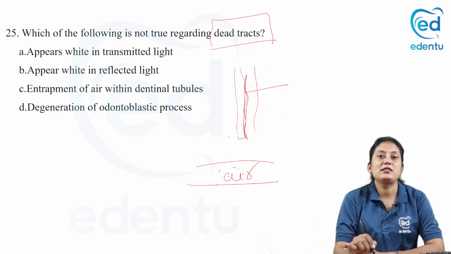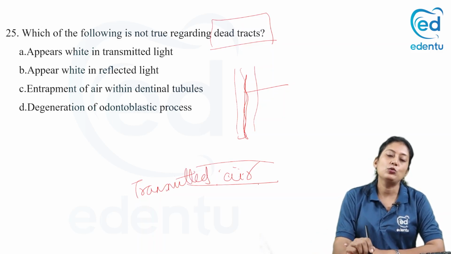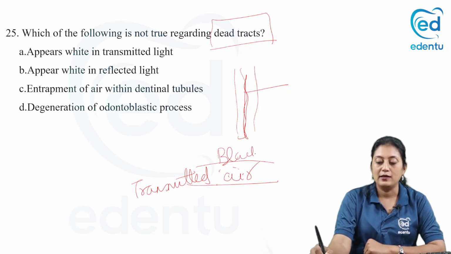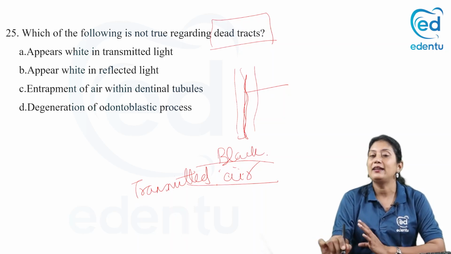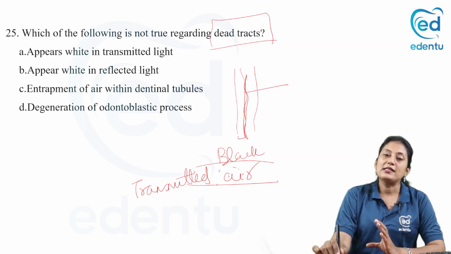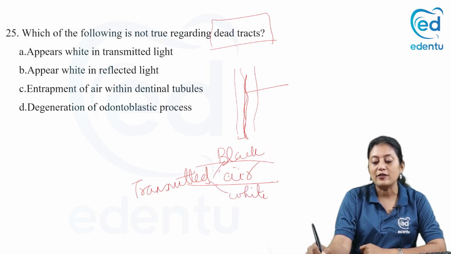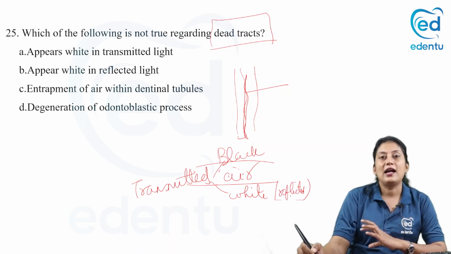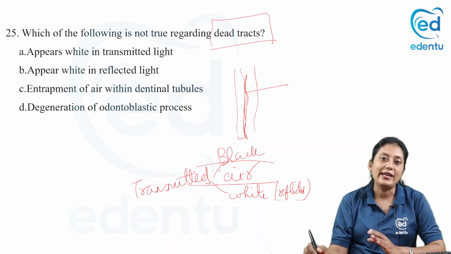When light is passing through that, what type of light? Transmitted light, because that is what is commonly used. When transmitted light is passing through these empty dentinal tubules containing air, it will appear black in color. So therefore, dead tracts will always appear black in transmitted light. Any structure that appears black in transmitted light will automatically appear white in reflected light. So depending upon the type of light we use, the color will be different.